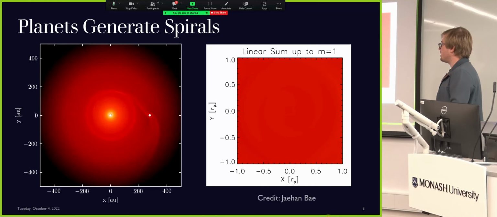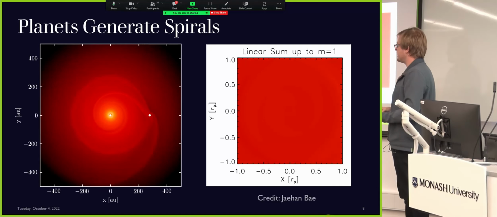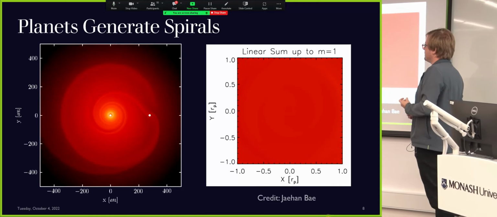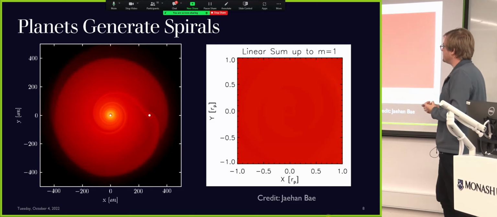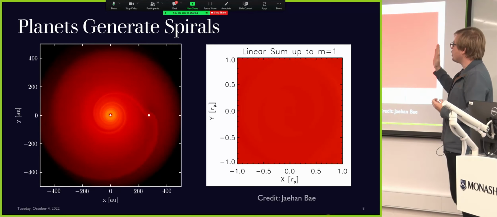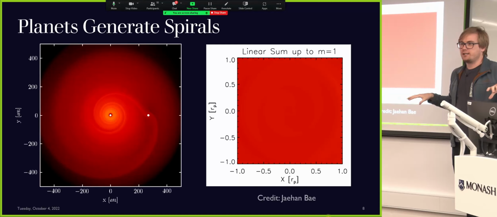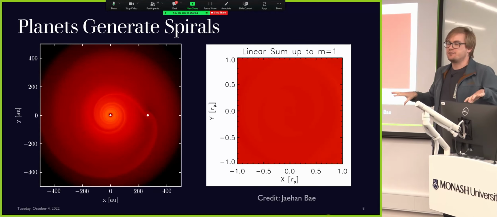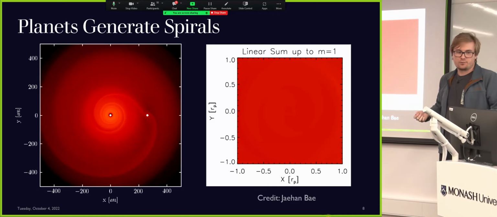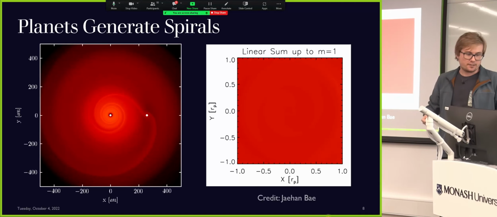Planets generate spiral arms in a disk in a slightly different way. It's a bit more complicated. The way that it's done is that it's not just one wave being generated by a planet. There's a series of waves being generated by a planet that interfere with one another and generate a spiral wake.